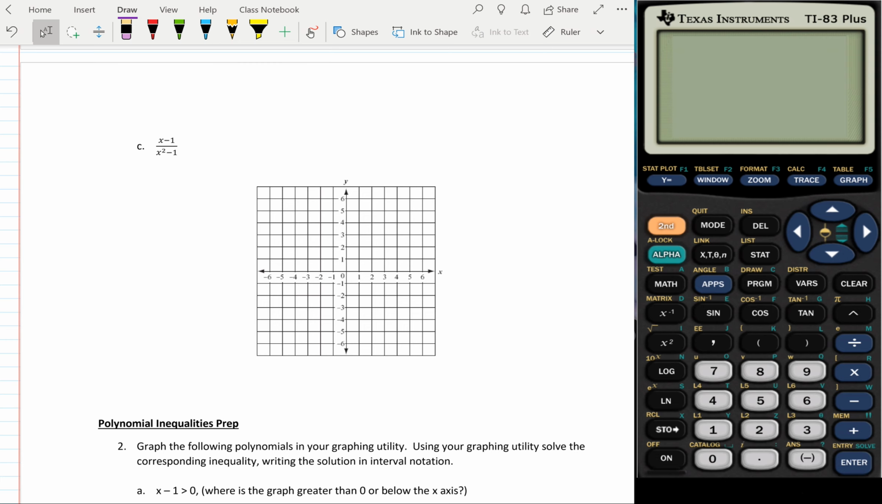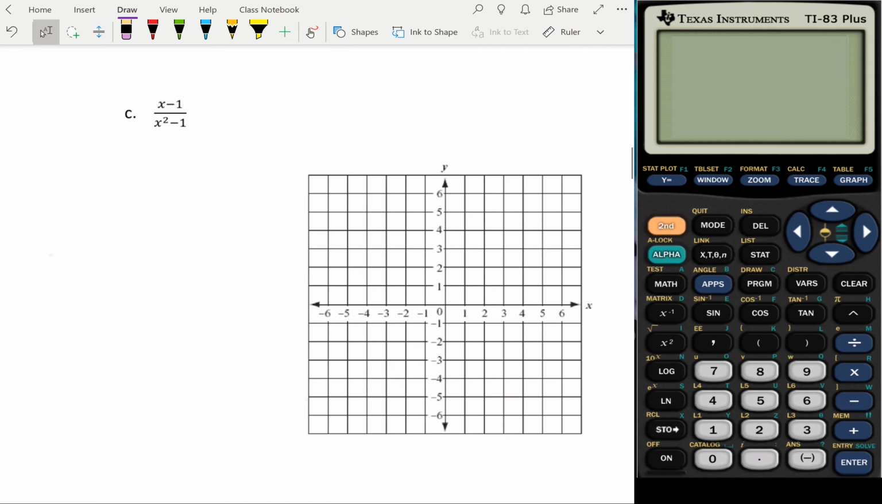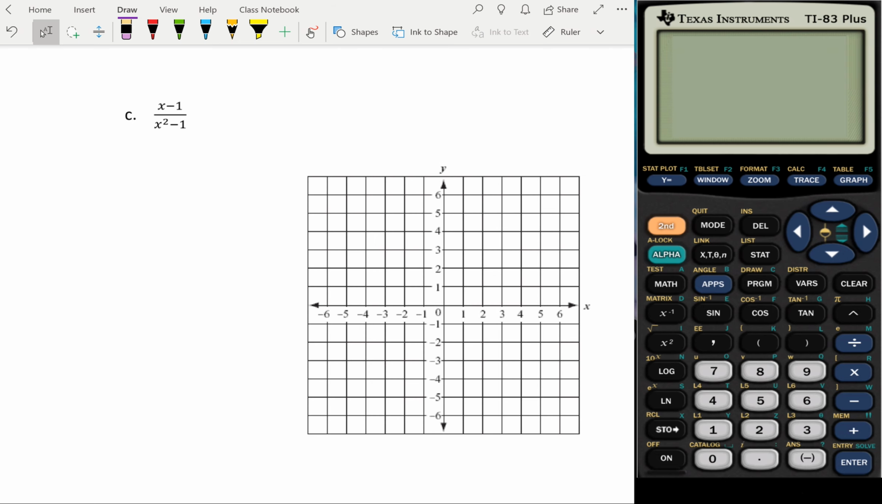Of course, I take a look at it and I notice it's x minus 1 over x squared minus 1. I'm going to have to factor this problem before I can do anything else. So I have to factor the denominator. I have x minus 1 in the numerator. Factor the denominator, and it's a difference of squares, so x minus 1, x plus 1. These two cancel out, and I'm left with 1 over x plus 1.